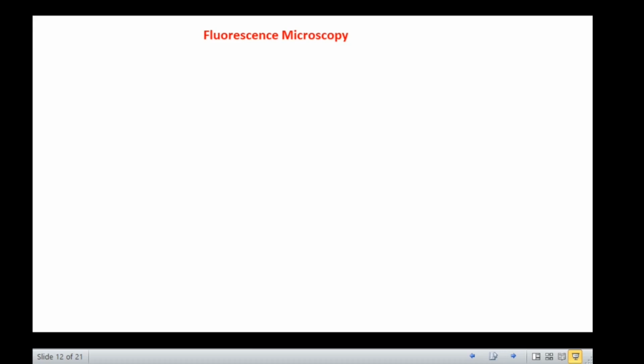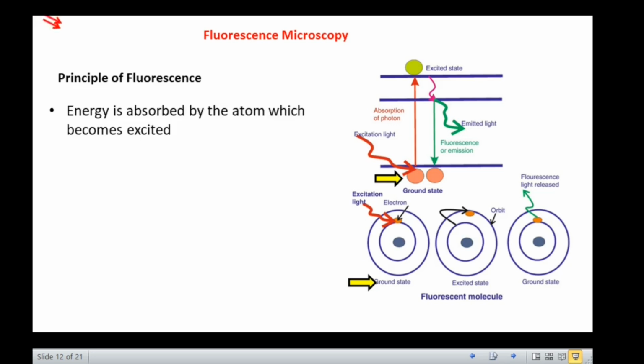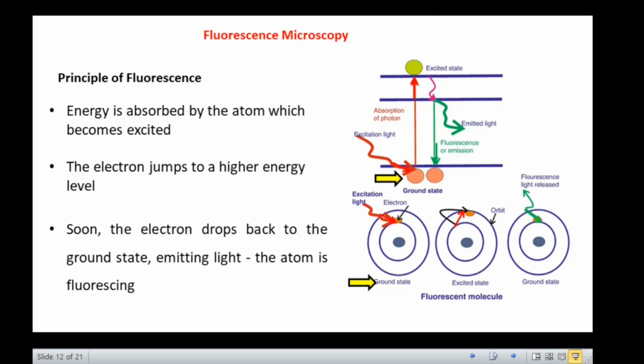Let us first discuss the principle of fluorescence. The atom is initially in the ground state. Energy is absorbed by the atom, which becomes excited. The electron jumps to a higher energy level. Soon, the electron drops back to the ground state, emitting light. We now say the atom is fluorescing.